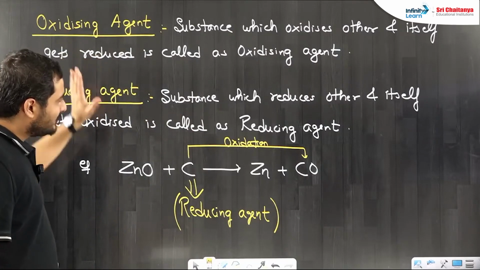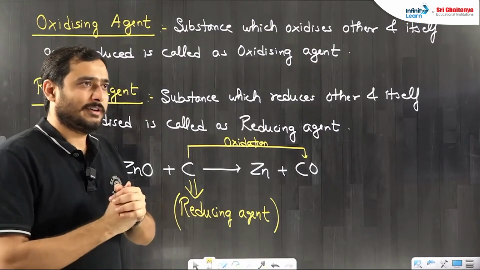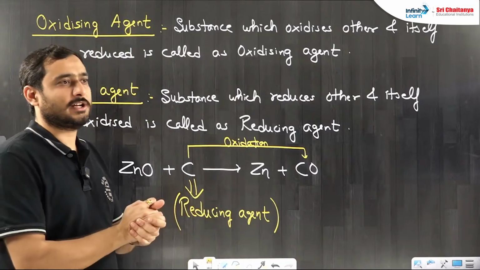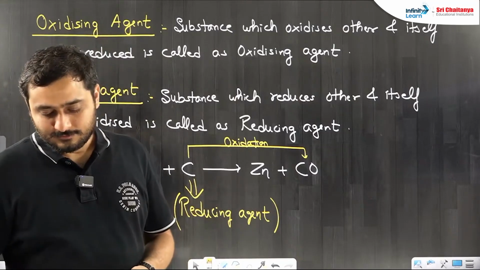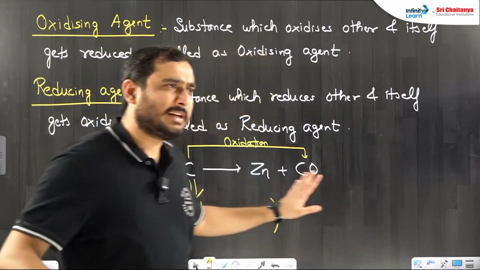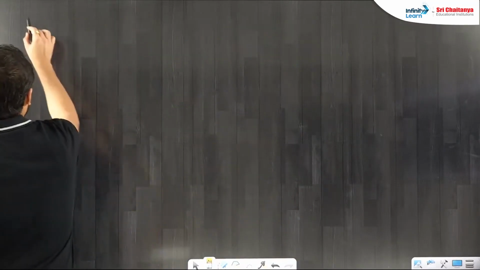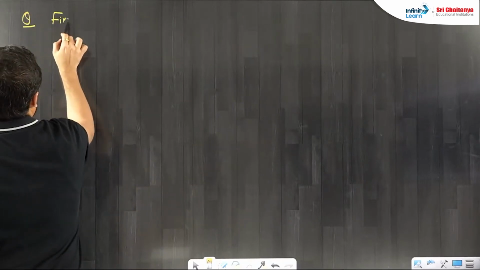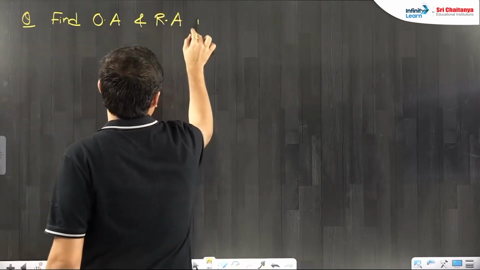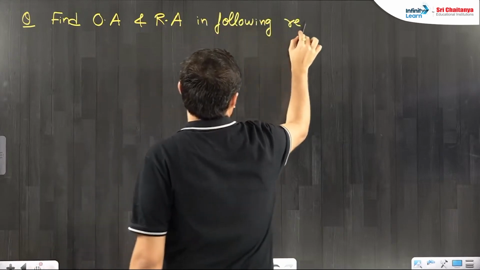Reducing agent. Now check, any doubt in this oxidizing agent, reducing agent? Then I will give you one question where you have to tell which is oxidizing agent and which is reducing agent in that redox reaction. So this is simple, easily we can identify which is oxidizing, which is reducing. So let us write one question. Find oxidizing agent and reducing agent in following reactions.